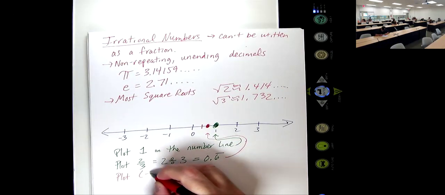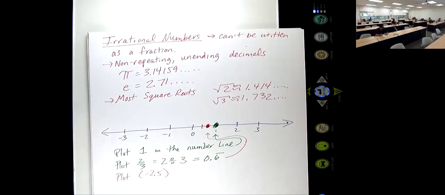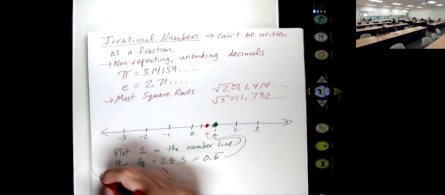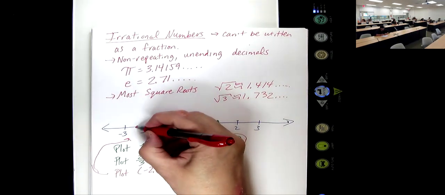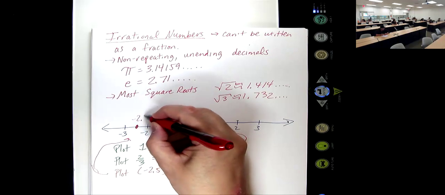Negative 2.5. -2.5 is between -2 and -3, about halfway, -2.5.